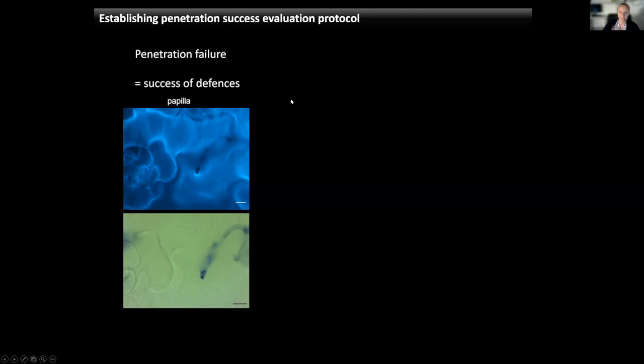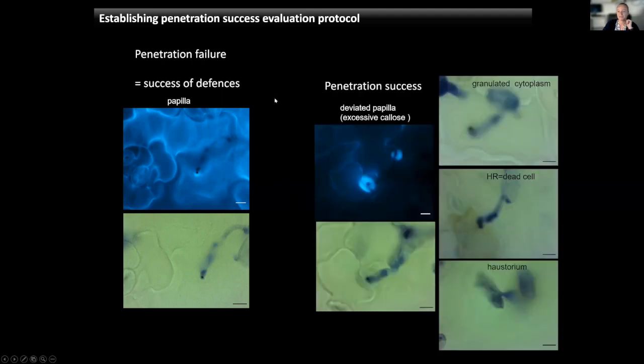The successful situation is when you can see the papilla with a certain callose accumulation and a certain structure in bright field, which indicates a little thickening of the cell wall around the interaction site. But this is a successful defense case, and defense failure has different phases. What we usually evaluate is excessive callose deposition, or granulated cytoplasm, or local cell death, or haustoria inflammation.